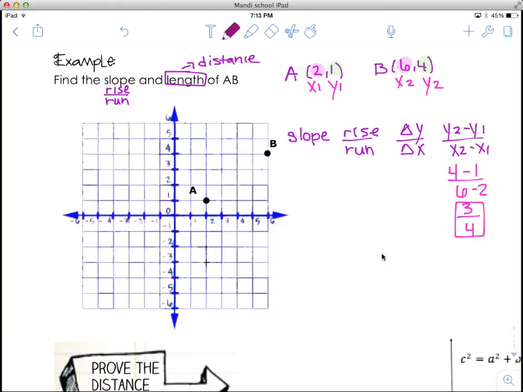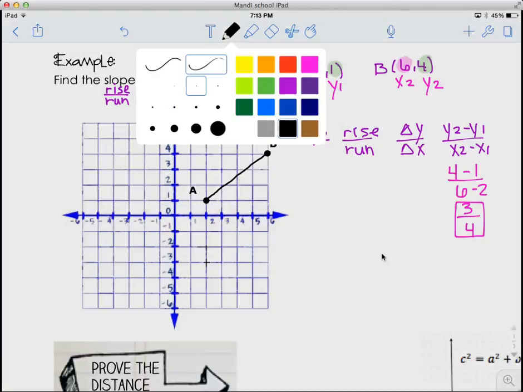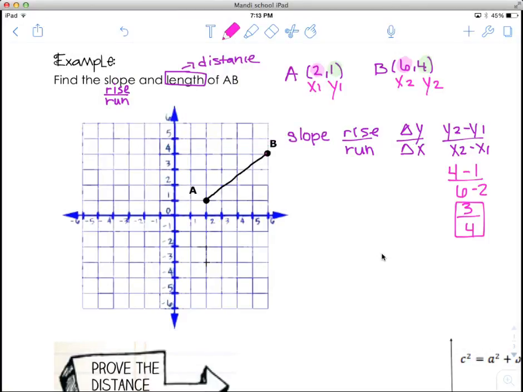Now we also could have drawn this line in, and we could have said the rise is 3, the run is 4, rise over run. The reason we want to be able to do it from coordinates is because sometimes we aren't given the graph, sometimes we are only given the coordinates, and we need to be able to use the formula without having to graph it.